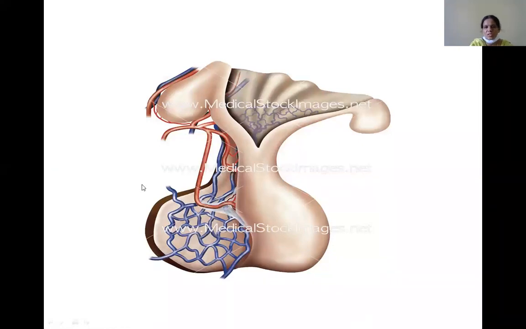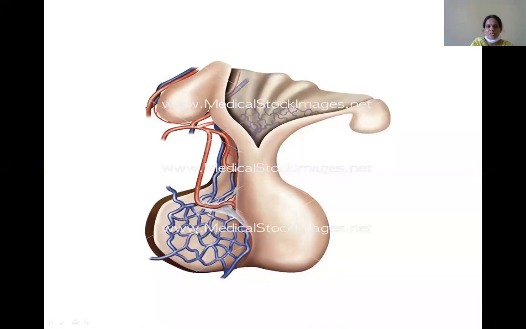Okay, now what is this? Hypothalamo-hypophyseal portal system. So this portal system begins in the hypothalamus and ends in the pituitary.